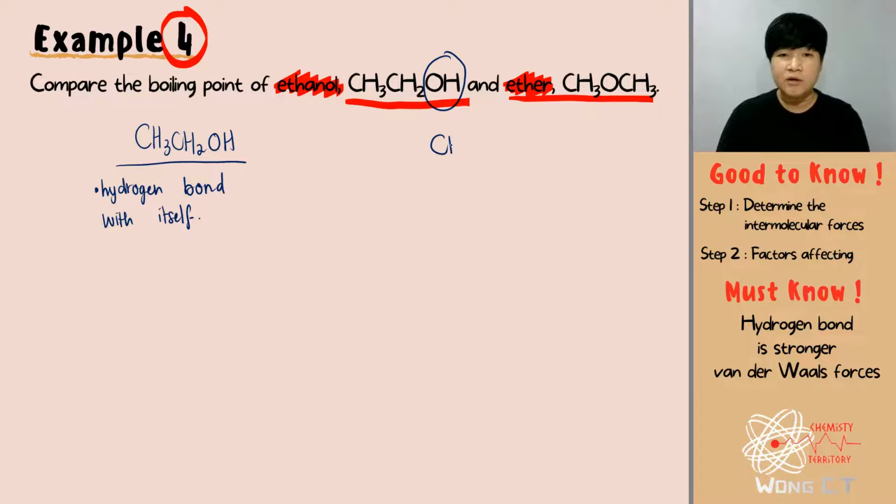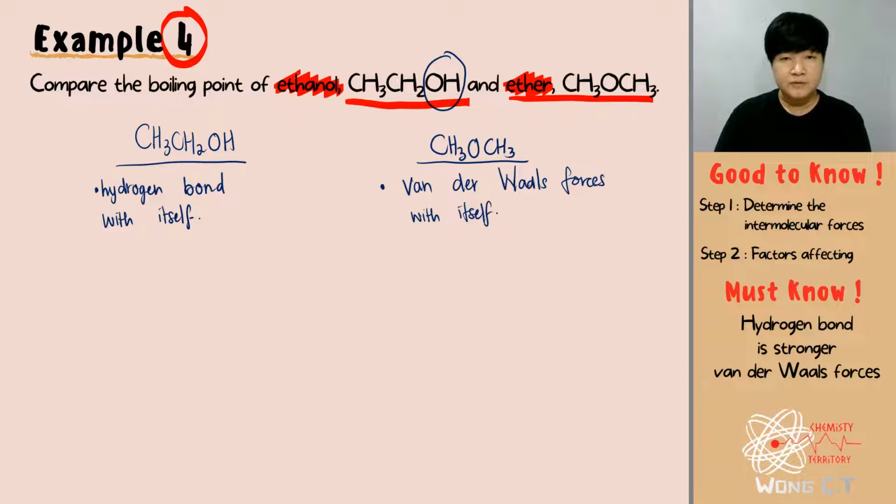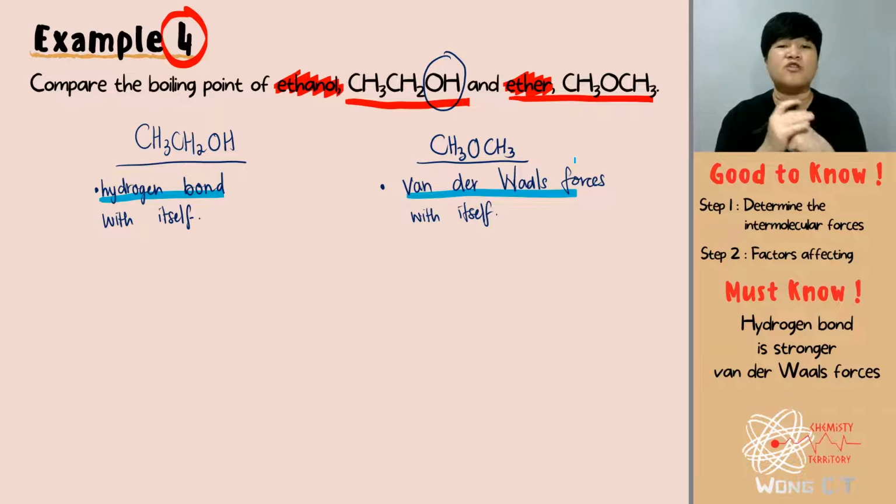But your ether over here, CH3OCH3, cannot form hydrogen bonds with itself. Your ether can only form van der Waals forces with itself. Alright? And when we are comparing hydrogen bonds and van der Waals forces, I think the explanation will be quite simple and clear. The sentence "hydrogen bond is stronger than weak van der Waals forces" is always needed.